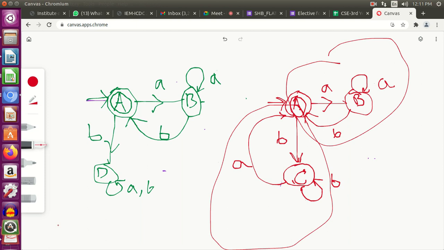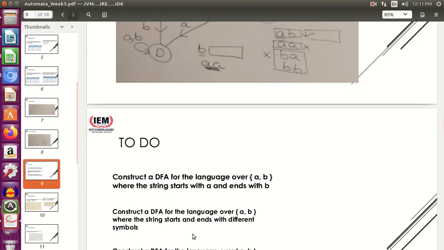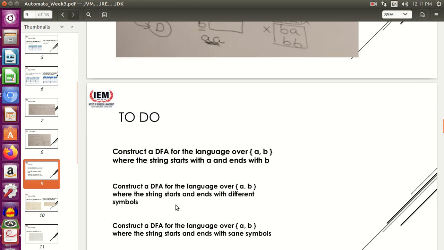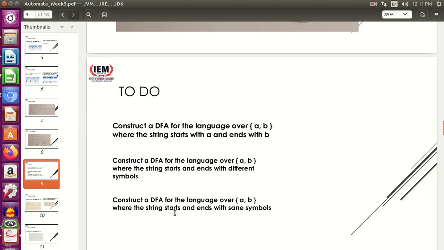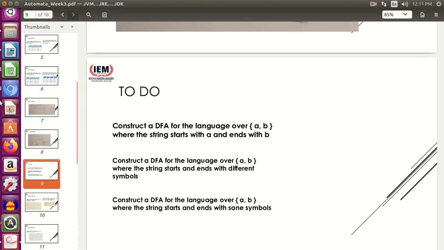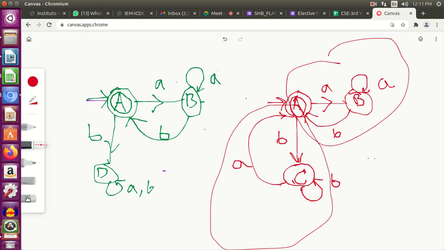One more question, last one for today. After that we will continue in the next class. Consider a DFA for language over A, B where the string starts and ends with the same symbol. So starts and ends with the same symbol.